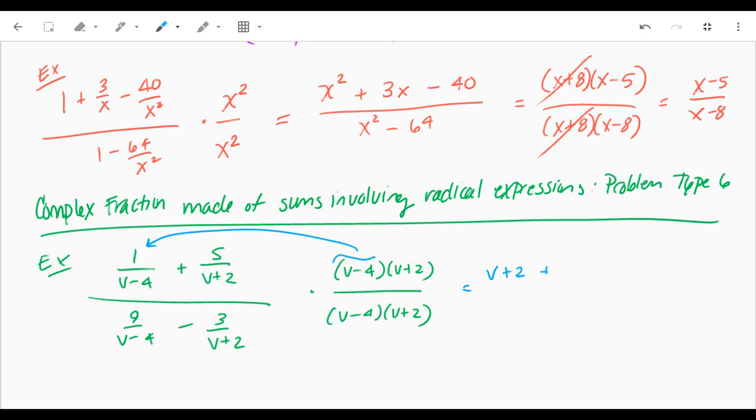And then we take these same two guys again times the second term there. The v plus 2's cancel out, one in the numerator, one in the denominator. So we'd have 5v minus 4.